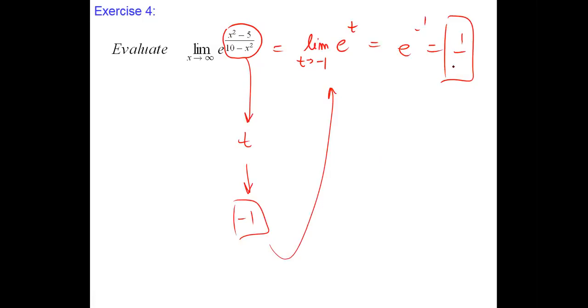Of course, I didn't really use the limit, but negative 1 is the value of the limit of this function as x goes to infinity. That's how we can compute a little bit more complex limits with the exponential function. And all of them are exam type and quiz type questions.